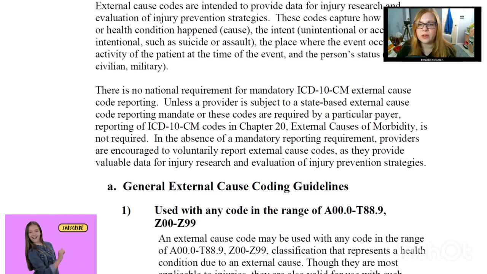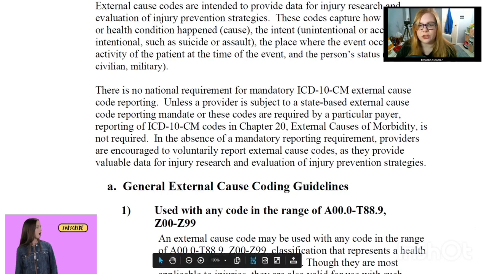For example, if a patient comes in and broke their arm and that goes to their medical insurance, they might kick it back and say, hey, was this related to workers' comp or an MVA? Because in that case, it should go through either workers' compensation or the motor vehicle insurance to cover that accident or injury. So again, they are not generally mandated. There may be some state-based external cause reporting requirements or payer requirements, but they are generally encouraged because of the additional data they provide that we can use for things like research and prevention strategies.